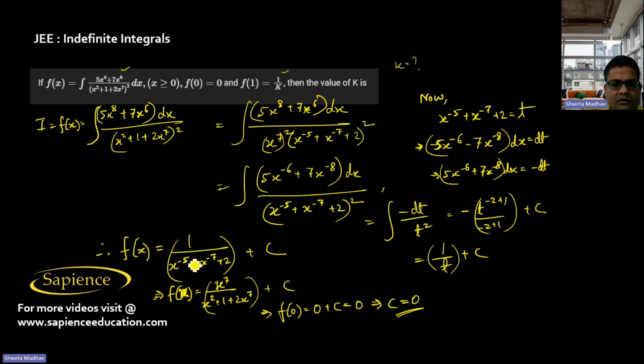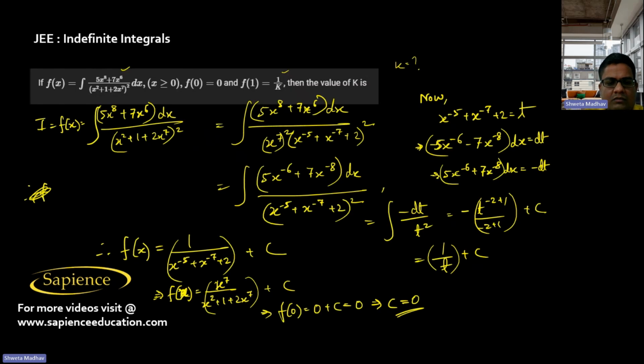So now we have to find f of 1. Therefore f of 1: we have to put x as 1 here. So 1 by 1 plus 1 plus 2.